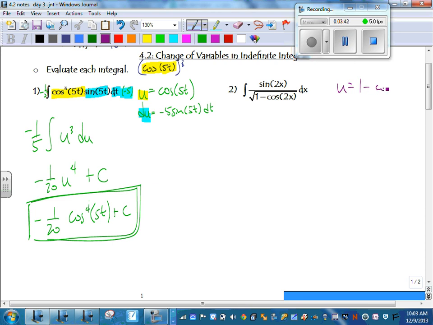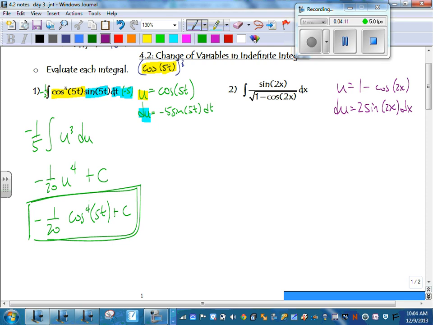1 minus cosine of 2x, right? We're taking the square root of that, that's inside of another function, and generally for our u, we're looking for something inside of another function. So we're going to take the derivative of this. Derivative of 1 is just 0. Derivative of negative cosine is sine of 2x, but then we have to do the derivative of 2x also, using the chain rule again, which is 2. So 2 sine of x dx. I'm sorry, 2 sine of 2x dx.